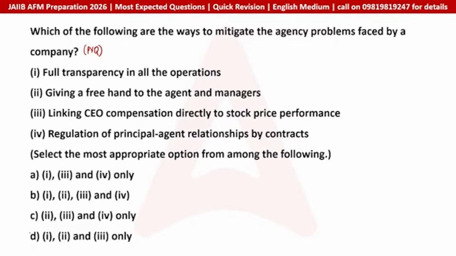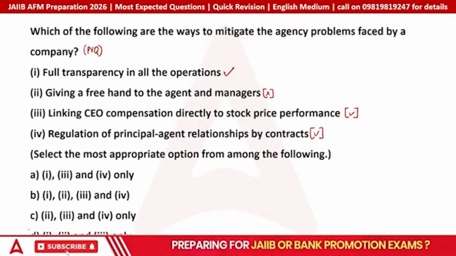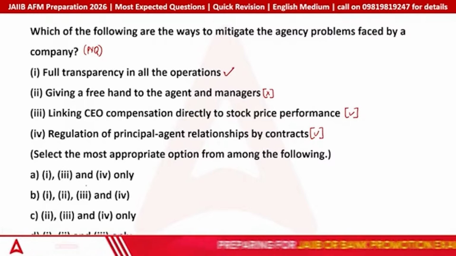Now, if we talk about this particular question, so full transparency in all operation, is that a way? Yes. Then can we give a free hand to the agent and manager? No. Then linking CEO compensation directly to the stock performance? Yes. And regulation of the relation by the contracts, which is correct. So as per this, our answer should be first, third, and fourth. That's option number A.